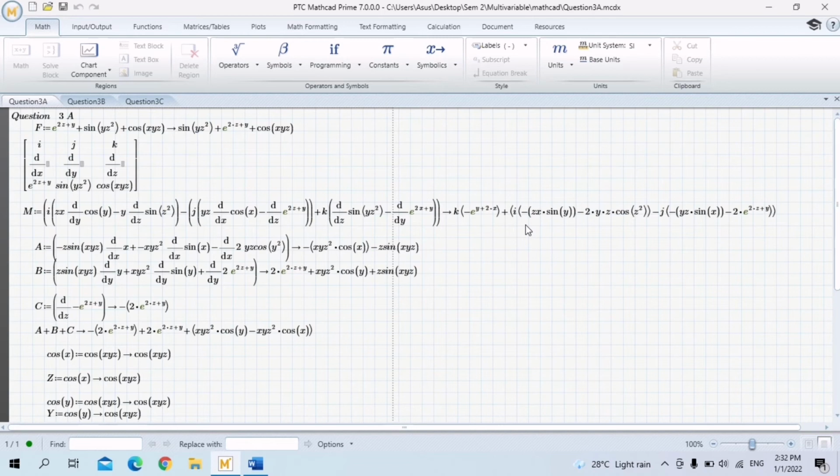So from this equation we need to find the divergence, and the equation was broken down into three different parts, and this is the combination of the three different parts.